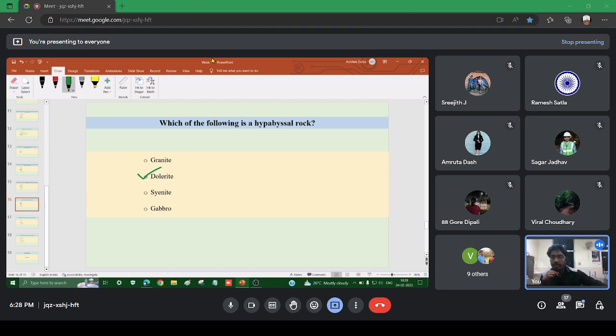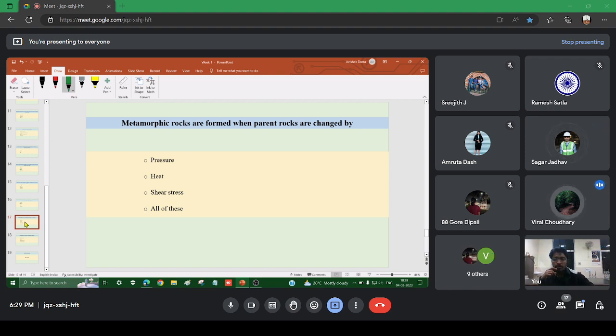I'll go to the next question. Yes, it's very easy, I think. Metamorphic rocks are formed when parent rocks are changed by... what is the answer? Sir, all of these? Yes, all of these. Metamorphic rocks are formed when parent rocks are changed by pressure or heat or shear stress or all of this.